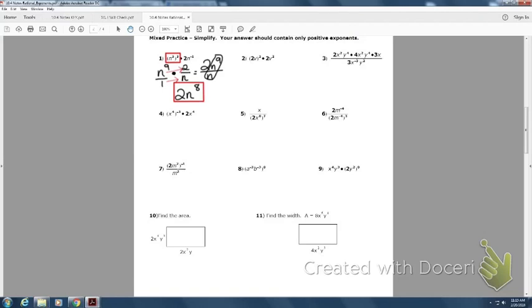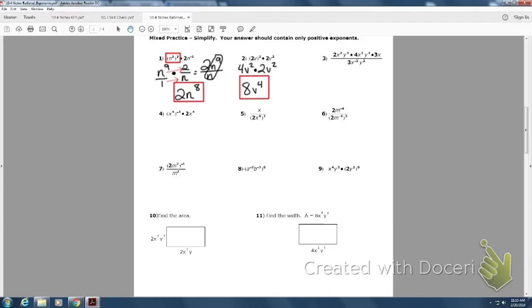Alright, looking at number 2. So I've got a squared. Does that, Joey, the exponent of 2, does that belong to the 2, to the v, or to both? Both. So I've got 2 squared, which is 4. And then v squared times 2v squared. Okay, and you've seen stuff like this many times, maybe with x instead of v, but 4 times 2 is going to give me 8. V squared times v squared is going to give me v to the 4th.